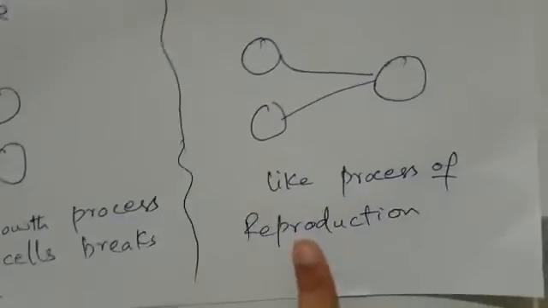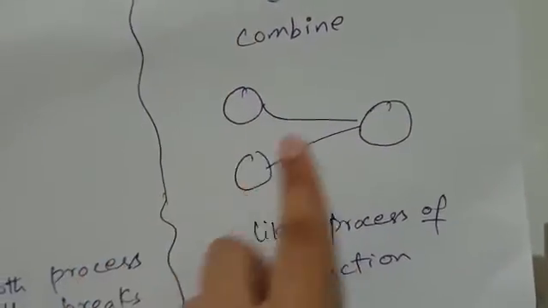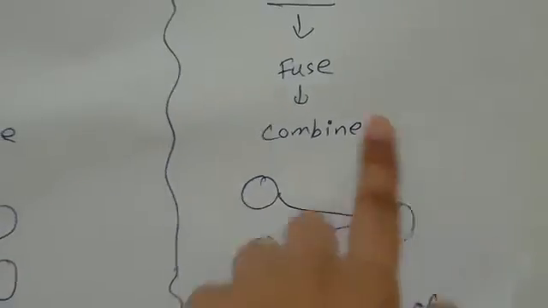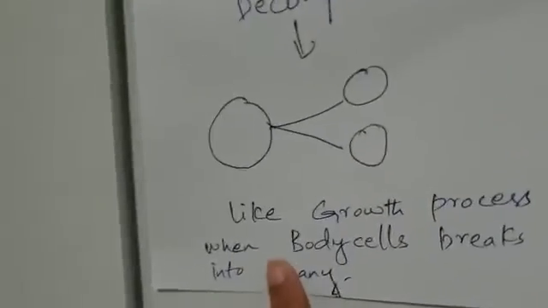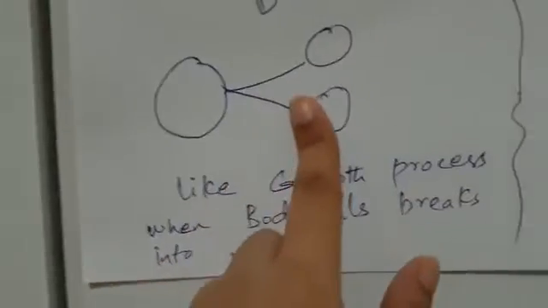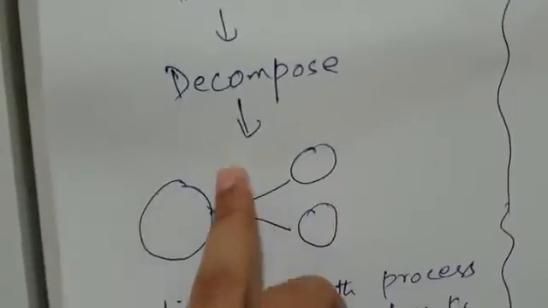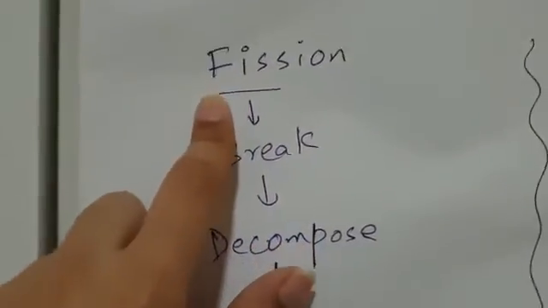For example, the process of reproduction. When sperm and egg combine together, they make a zygote. That's a process of reproduction, which is an example of fusion. But fission, like in your body cells, each body cell is split or broken into many other body cells. One cell is breaking into many other cells. That's an example of fission.